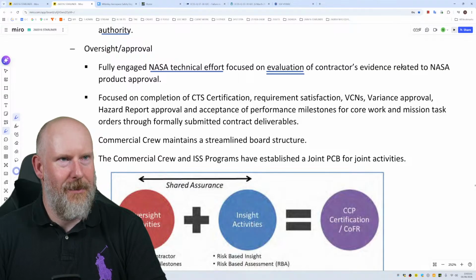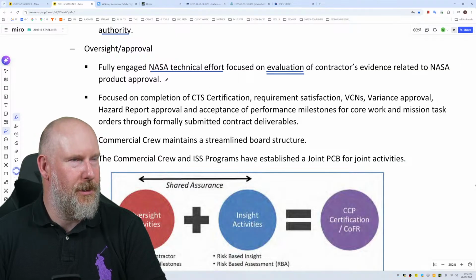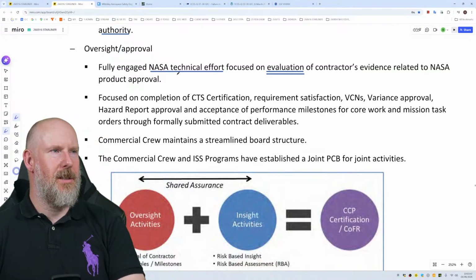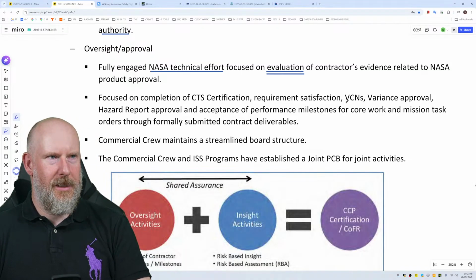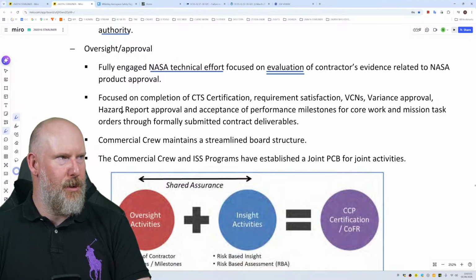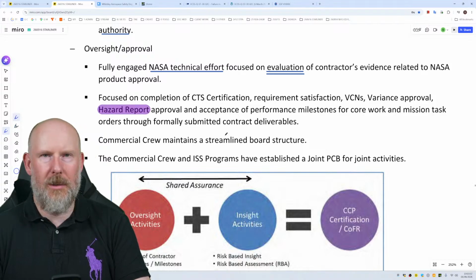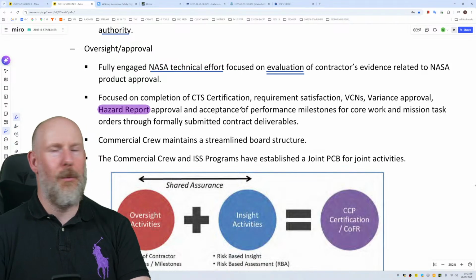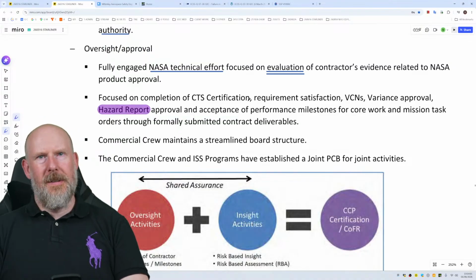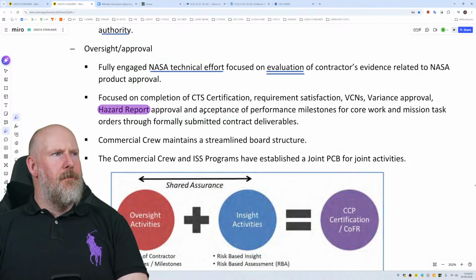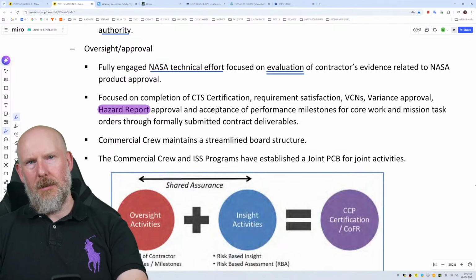of contractors' evidence related to NASA product approval. Focused on completion of CTS certification, requirement satisfaction, VCNs, variance approval, hazard report approval. Again, what is this hazard report? What is it? What does it look like? What's its reference? How big is it? How many hazards does it deal with? What are the hazards related to propulsion?